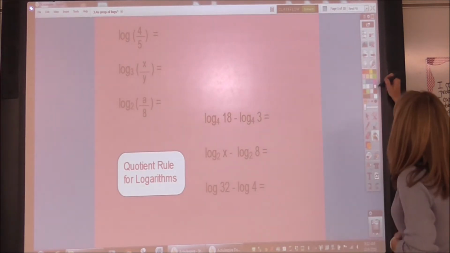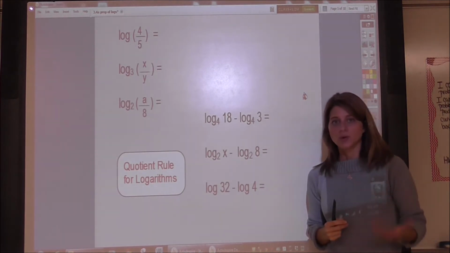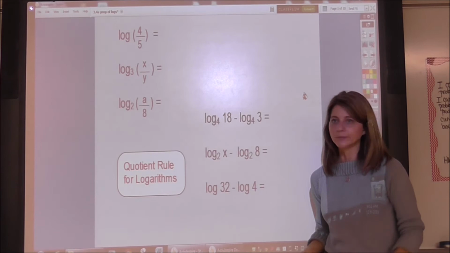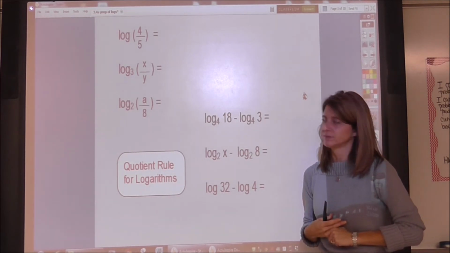Okay, so we just did the product rule. When you are multiplying, it really ends up being adding. Now we have the quotient rule. I have a feeling you know what's going to happen here, right?